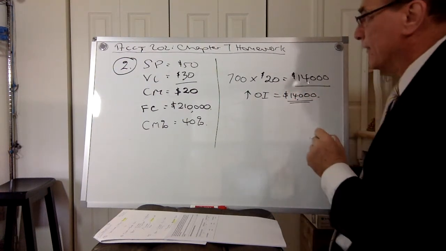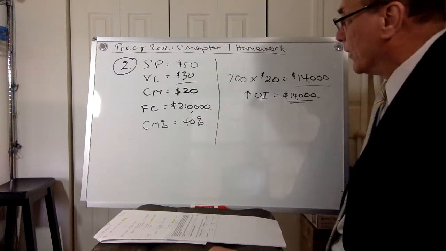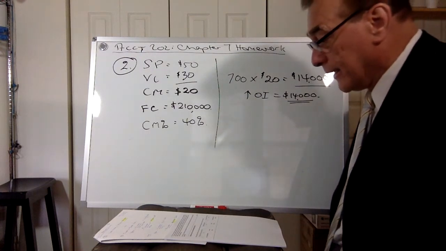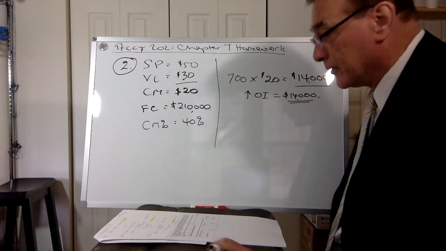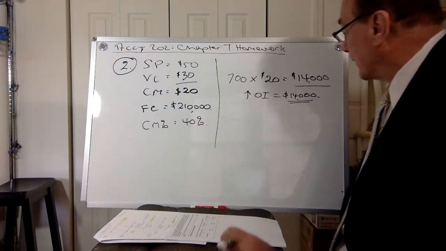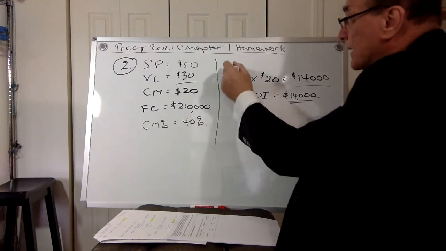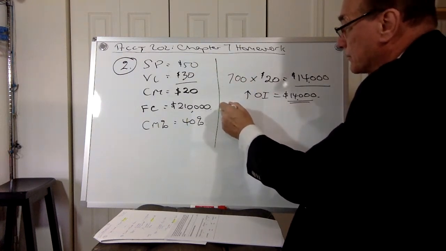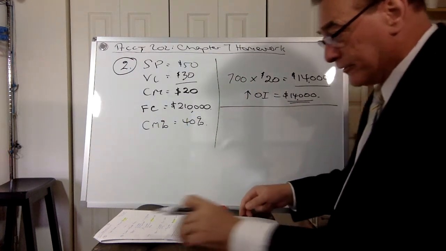And it would do that if they're beyond the break-even point. If they're not beyond the break-even point, then their operating loss would fall by $14,000. Okay, so that's question 2. Question 3.